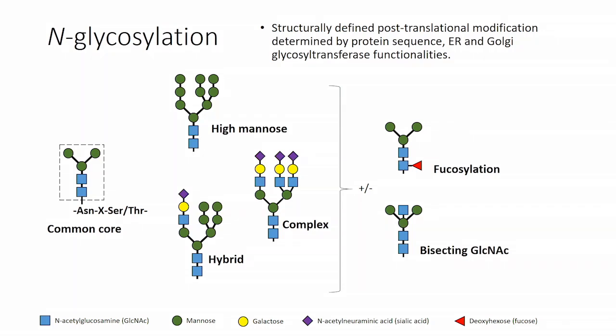The last type is the hybrid type, which is a combination of the high mannose and the complex type antenna on the N-glycosylation. Apart from these 3 types, it can be modified by a fucosylation. This is the attachment of a fucose on the first unit of the N-acetylglucosamine, which is here. It can also be modified by an addition of a bisecting N-acetylglucosamine in this position. This is the main type of N-glycosylation found in different kinds of glycoproteins.